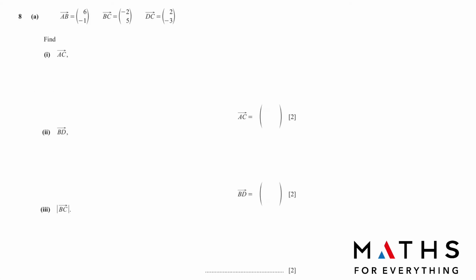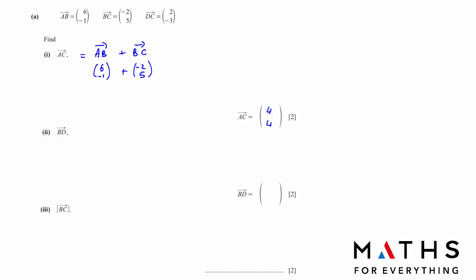Question number 8 is a vector question. To find vector AC, we will start with A and finish with C. That will be AB plus vector BC. So (6, -1) plus (-2, 5). Put the top numbers in the calculator. 6 plus negative 2 will give you 4, and negative 1 plus 5 will give you 4.